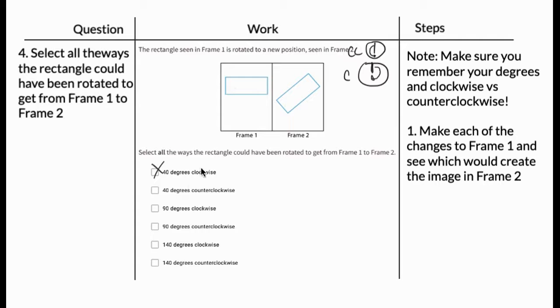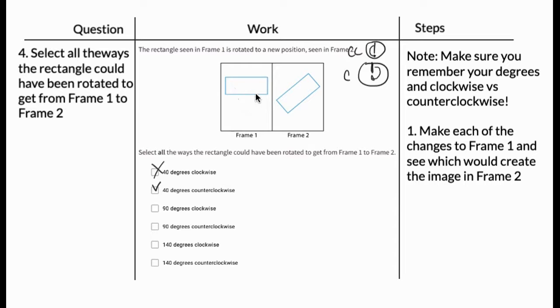Next, we would take our rectangle and take it 40 degrees counterclockwise, which would be going this direction here. And this one would give us a rectangle going this direction here, which looks like frame 2 here. So yes, this could be the way that the rectangle is rotated.